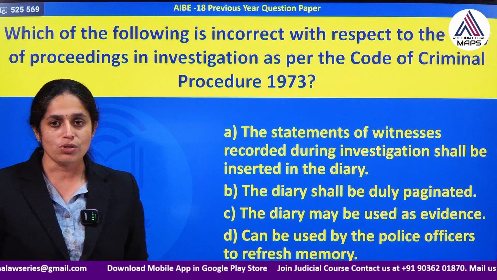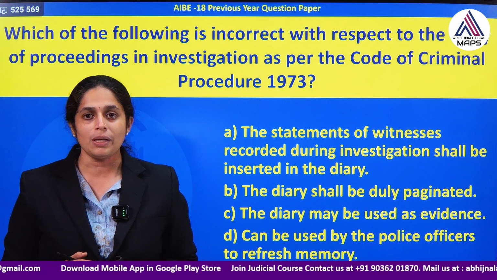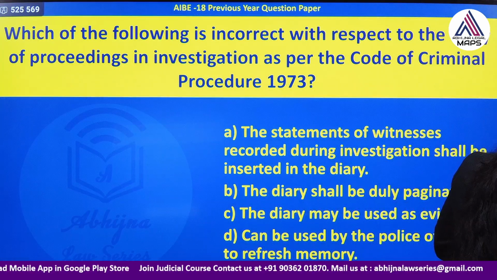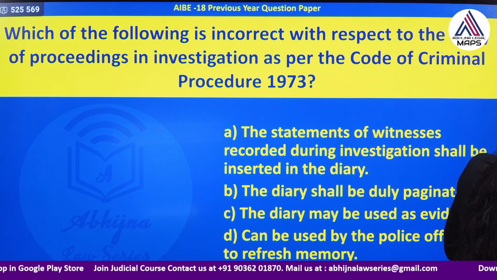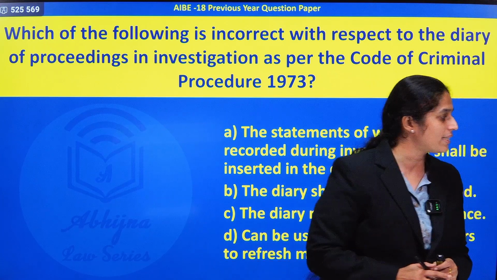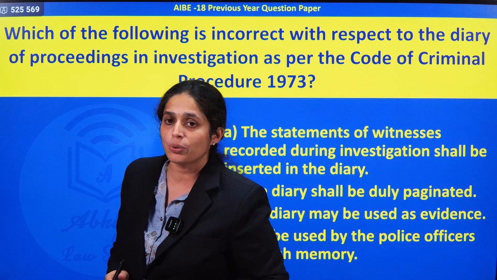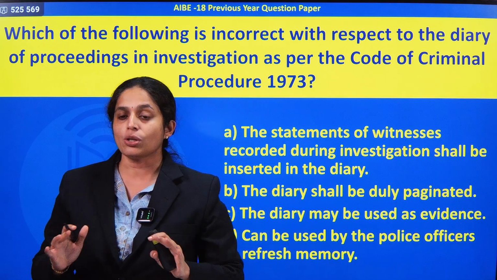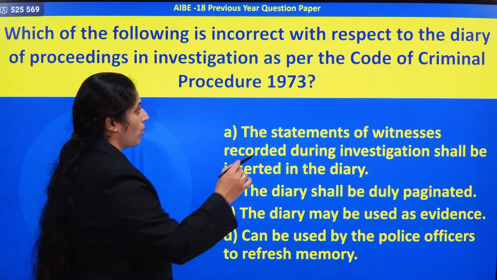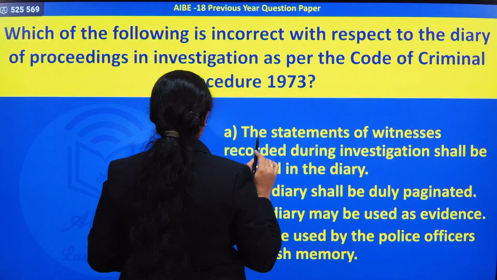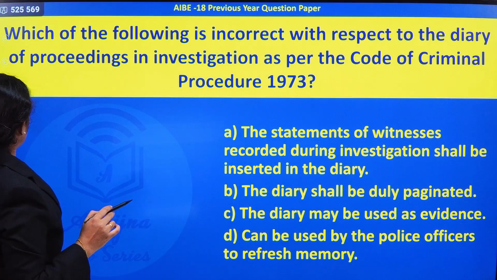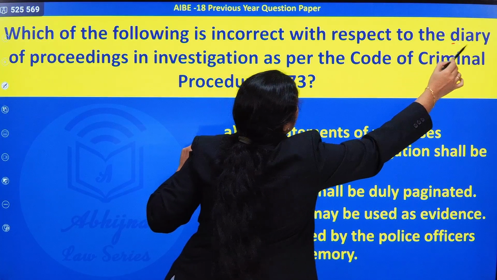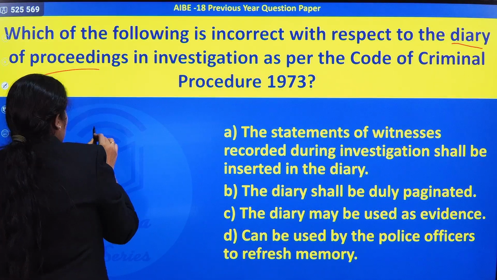So the first question: which of the following is incorrect with respect to the diary of proceedings in investigation as per the Code of Criminal Procedure 1973? So this is a question regarding Criminal Procedure Code, CRPC 1973, and the question is regarding diary of proceedings. So diary of proceedings, we can find it in section 172.